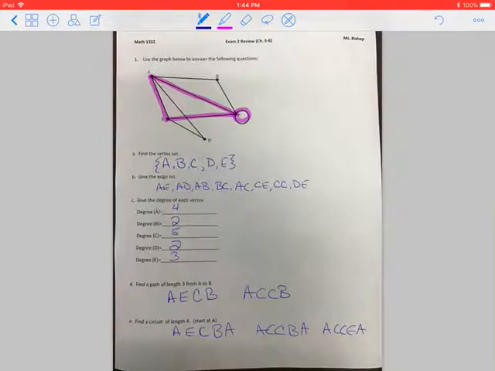So those are just 3 possibilities. You could also list those backwards. And I think there's a couple more besides those. All right, so that takes care of number 1 on the review.